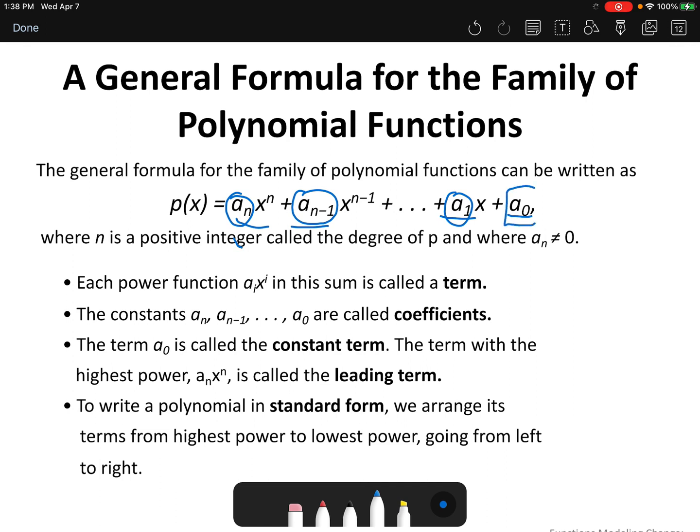Now the constants that are in front are called coefficients. The last term without a variable is called the constant term. The term with the highest power is called the leading term. And to write it in standard form, we always arrange the highest power to the lowest power going left to right. And this is all common knowledge that most of this you've done before.